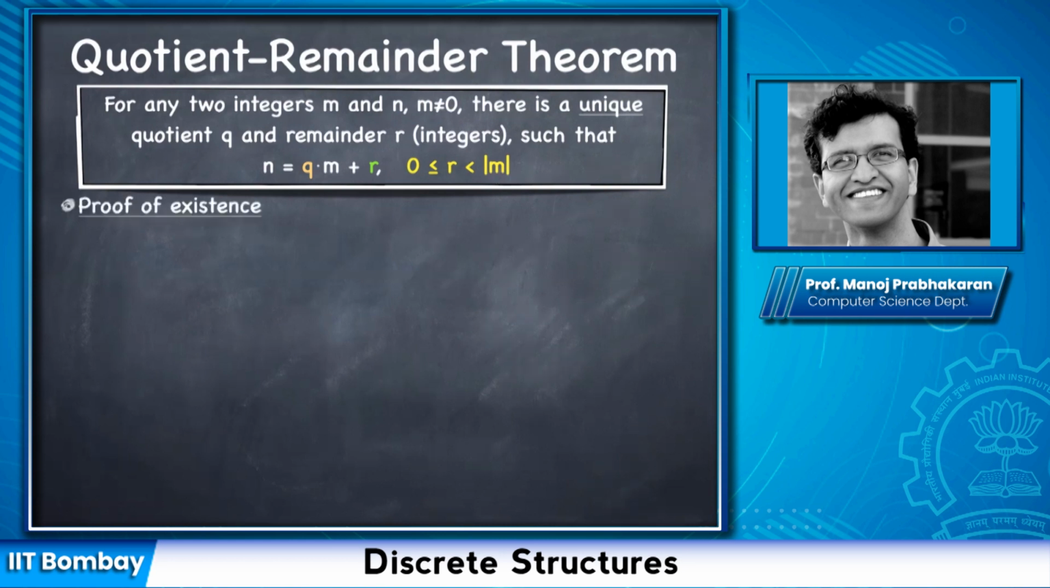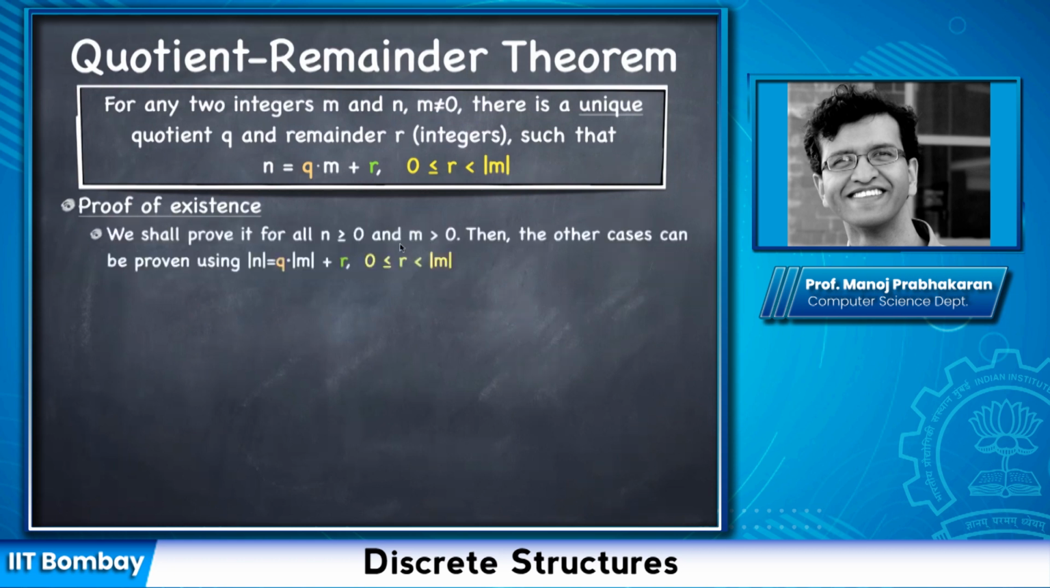And for existence, I will first prove this for non-negative n and non-negative m, right? So non-negative m in this case means m greater than 0 because m is not equal to 0. And what about the other cases? Because the statement is for all integers m and n, with m not equal to 0. Well, the other cases you can derive from this by looking at this version with the absolute value of n and the absolute value of m instead of n and m. If n and m are not both non-negative, you just take their absolute values.